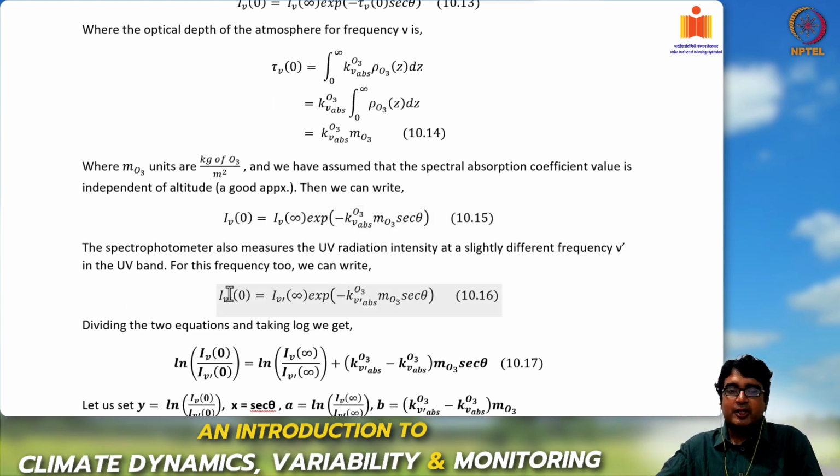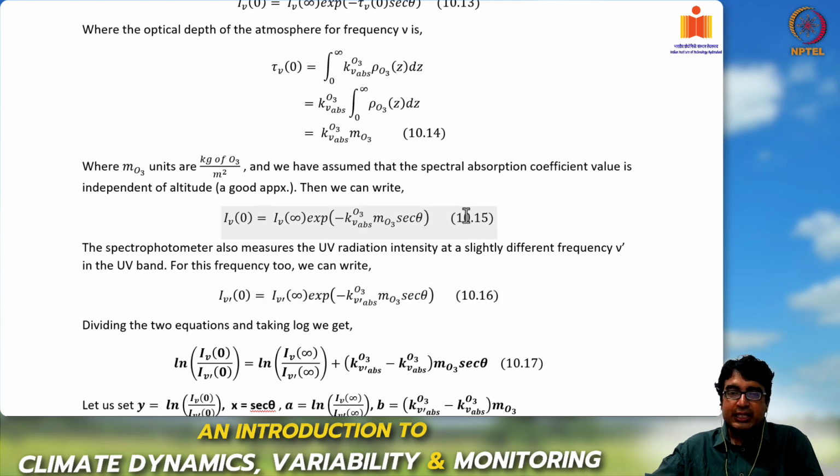So at nu prime, the expression will be I nu prime 0, what the spectrophotometer measures, equals I nu prime infinity, what the actual radiation intensity is at the top of the atmosphere for this frequency nu prime, into again the same expression, only the absorption coefficient is changing because the absorption coefficient is dependent on the spectrum. This is the spectral absorption coefficient. So K nu prime absorption ozone is the absorption coefficient of ozone at the frequency nu prime, while the expression 10.15 is the absorption coefficient of ozone at a slightly different frequency nu, both of which are in the UV band.